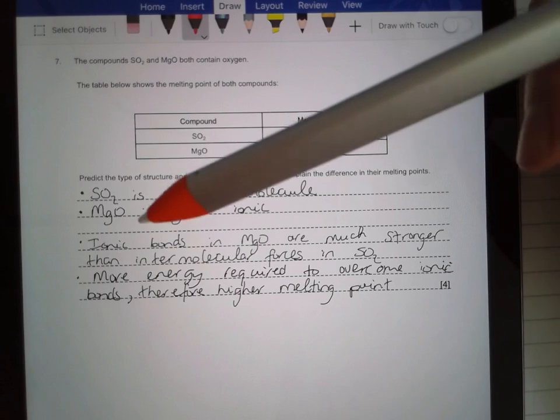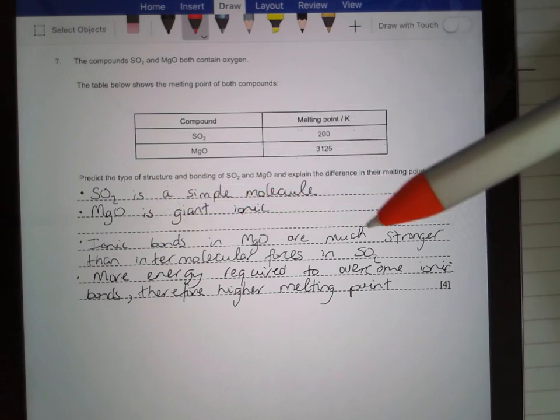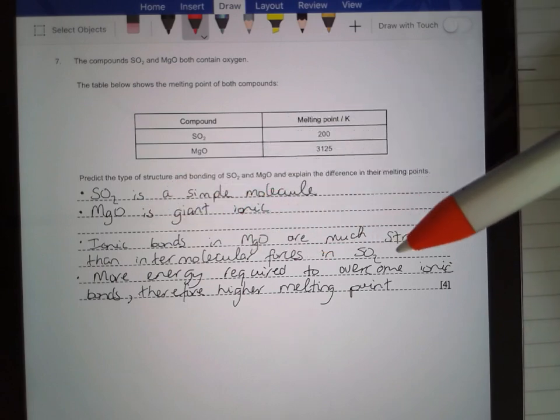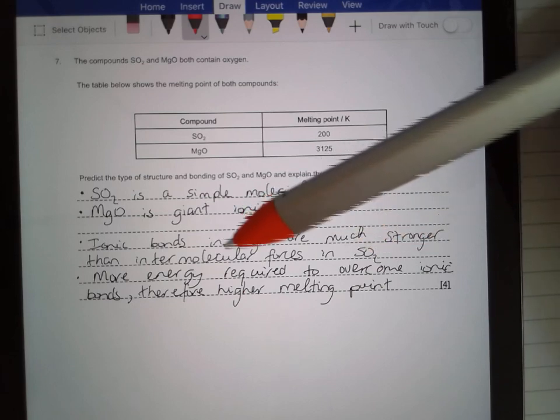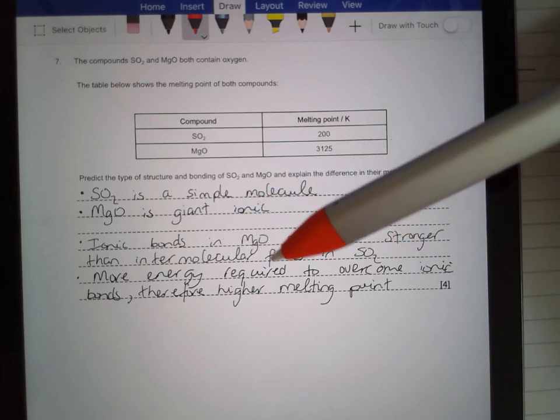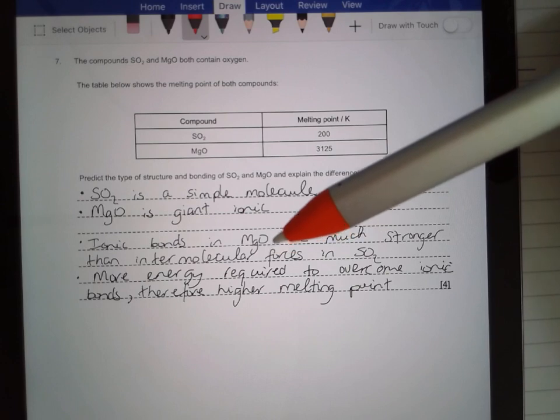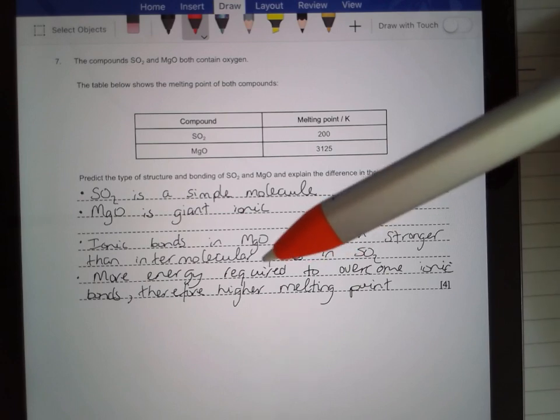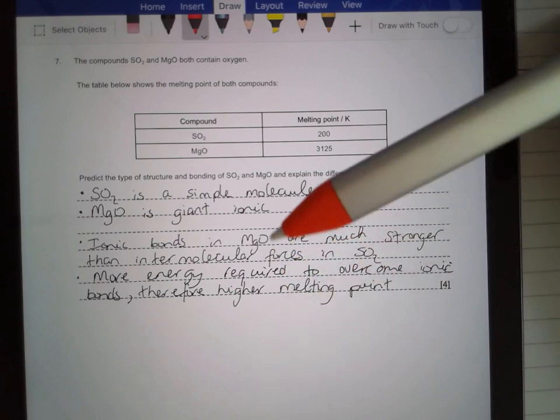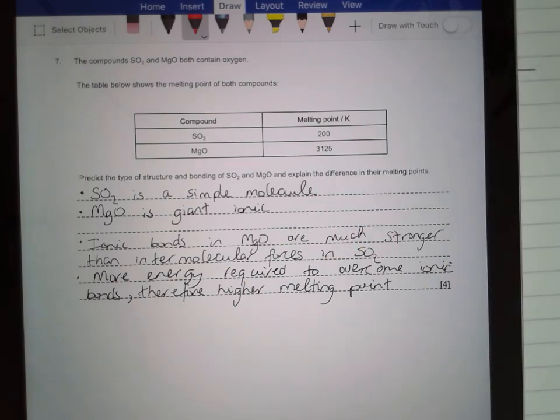Then you're going to just tell me that the ionic bonds in magnesium oxide are much stronger than the intermolecular forces in SO2. Now, I haven't specified which intermolecular forces I have, okay? You can if you want. So you could mention permanent dipole-dipole, you could mention induced dipole-dipole or London forces, but you should not be mentioning hydrogen bonds if you're talking specifically about the intermolecular forces in SO2.